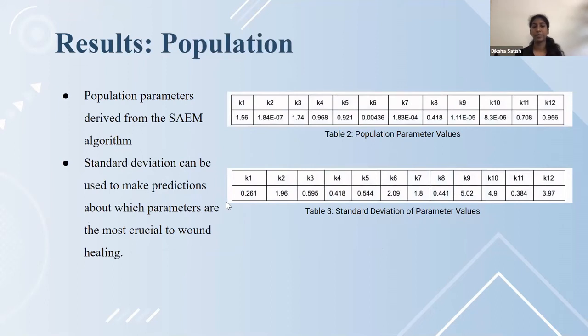The results in Table 2 are population parameters generated from the SAEM algorithm from which the individual parameters were derived. The results from Table 3 indicate how crucial a parameter is to the overall healing process. Parameters with low standard deviations are more likely to be important to wound healing since there is a minimal oscillation between individual patients. For example, the parameters K1, K8, and K11 have lower standard deviations, so we can predict that these parameters are more critical during the healing process.